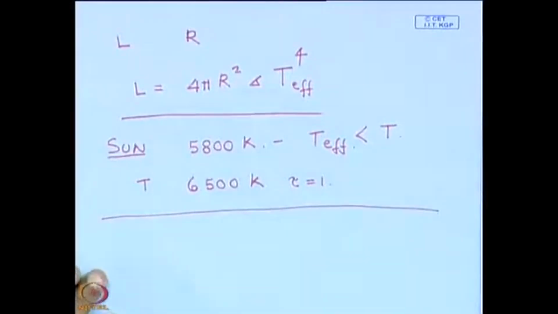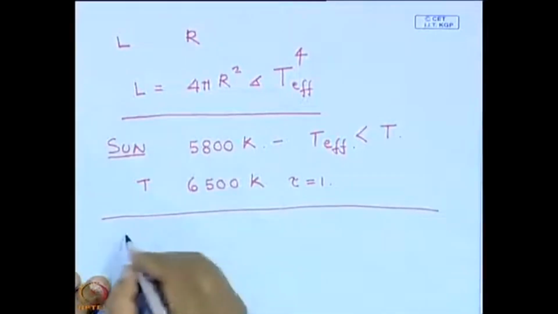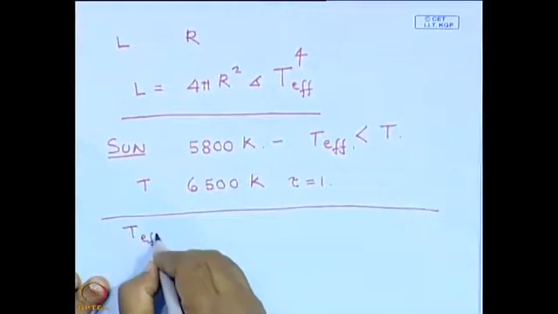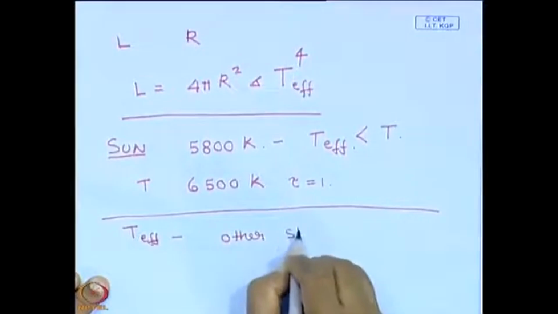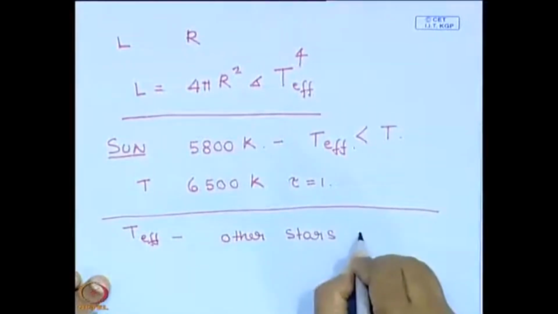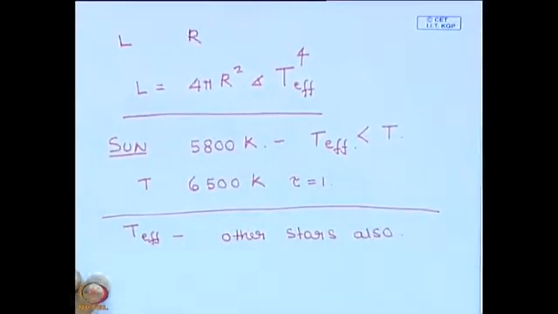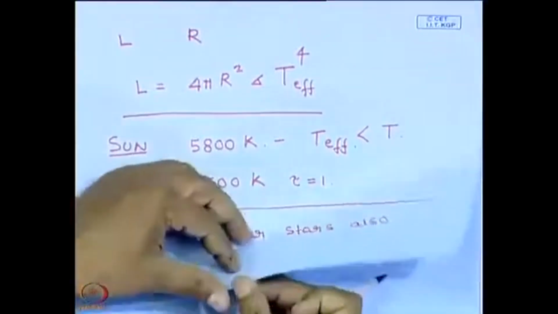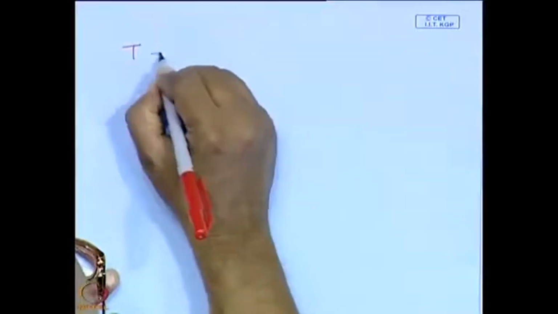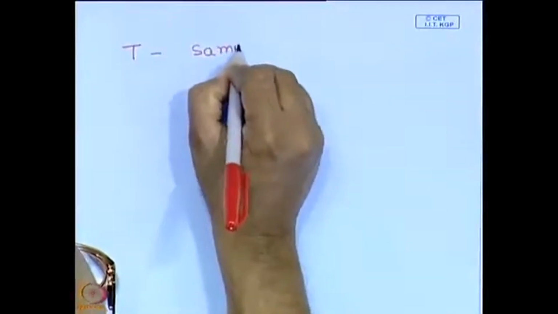But it gives you some idea of the temperature of the surface. So one could define this effective temperature for other stars also. And this is a very useful thing. Suppose I find a star, let me discuss this in a different sheet. Suppose I find two stars at the same temperature.